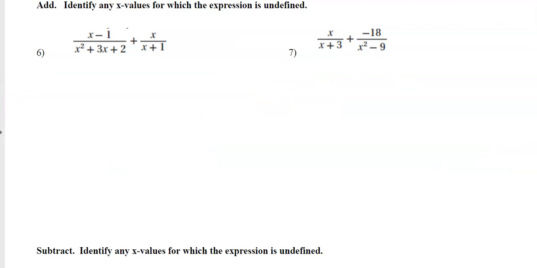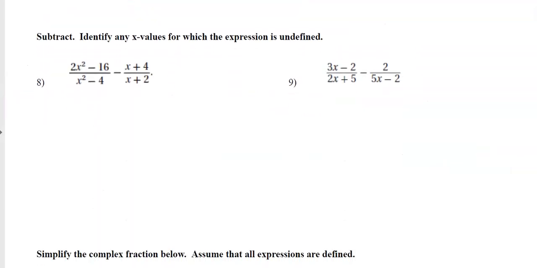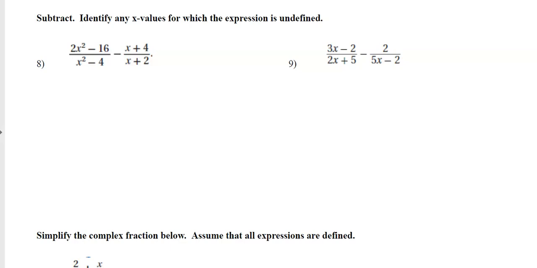All right. Moving on down. Now we're going to do subtraction. Same game. We just have to be careful on the top to distribute that negative 1. So let's rewrite this one. I'm going to factor the top. That's going to be 2 times x squared minus 8. On bottom, that factors out to be x plus 2, x minus 2.